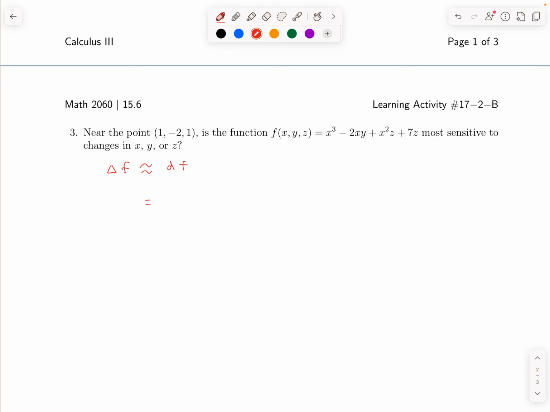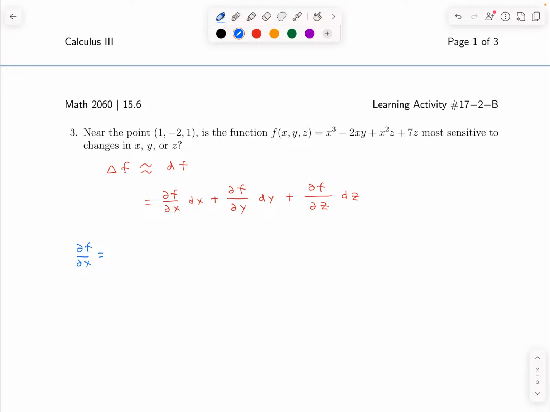So that would be partial f over partial x times dx plus partial f over partial y times dy plus partial f over partial z times dz. Right here we will need to evaluate the point later, so let's not write the equal sign. Instead, let's find the partial f over partial x and the other partial derivatives respectively.